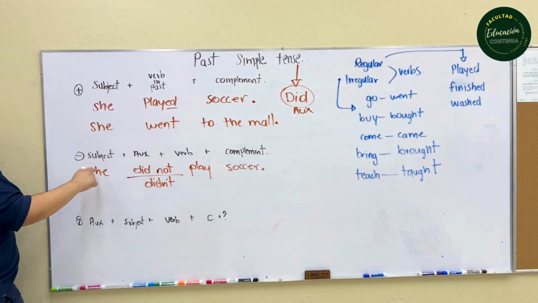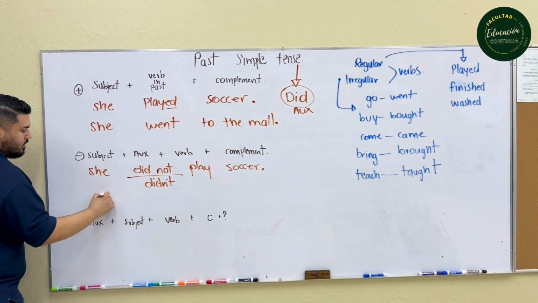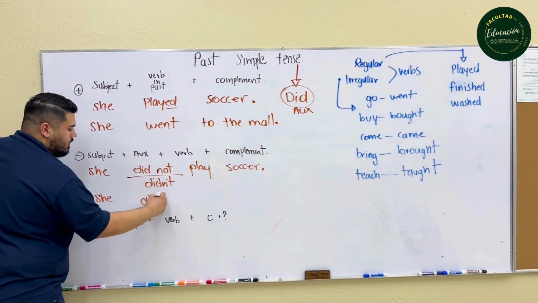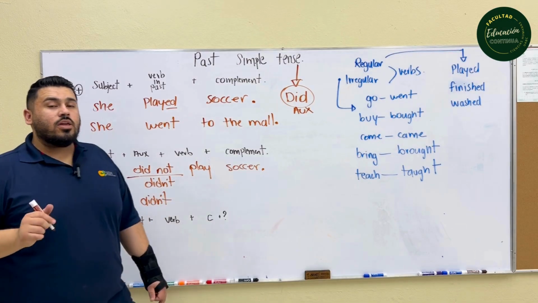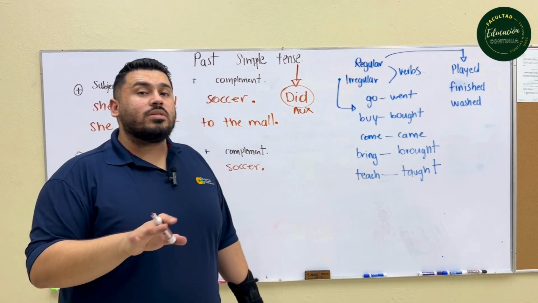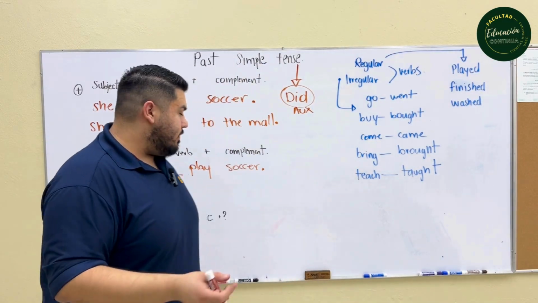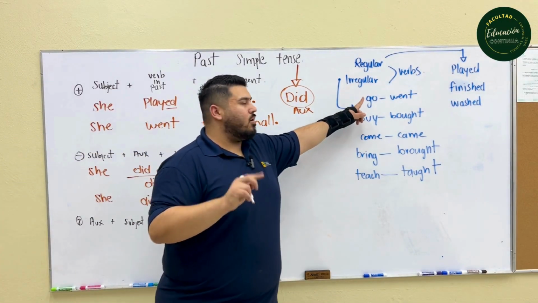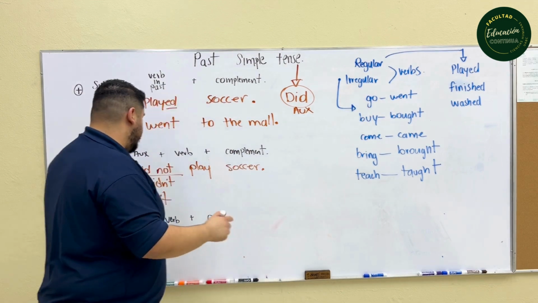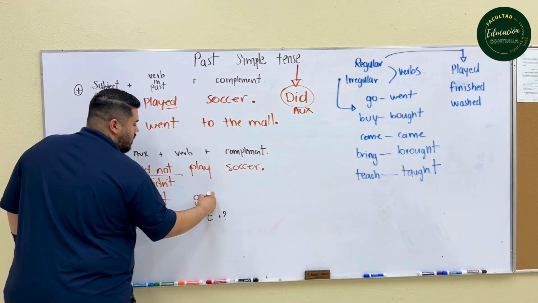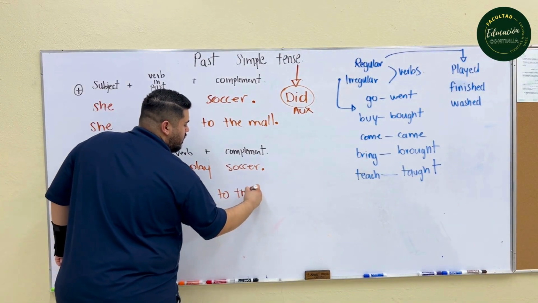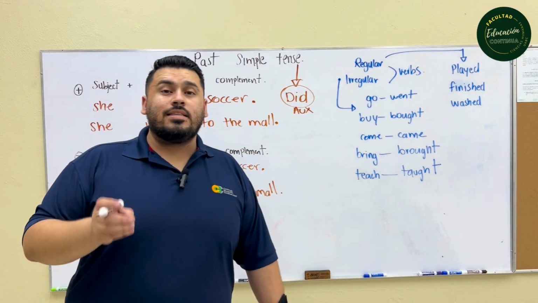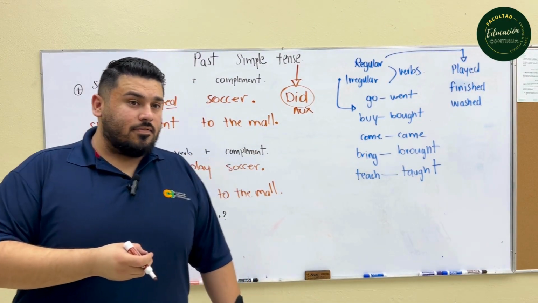Now, we're going to use the same expression with this one. She. Now, we need an auxiliary. Didn't. Now, remember, if we use an auxiliary, the verb goes in the base form. Okay? So, she didn't. This is past. Went. What's the present? Well, the base form? Go. So, we're going to write down: she didn't go to the mall. She didn't go to the mall, right? Because that's in past and it's negative, okay?